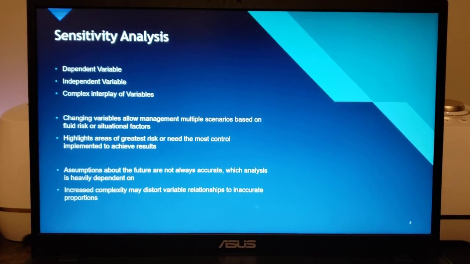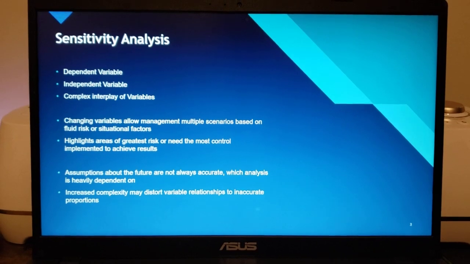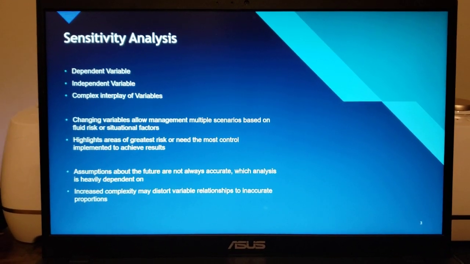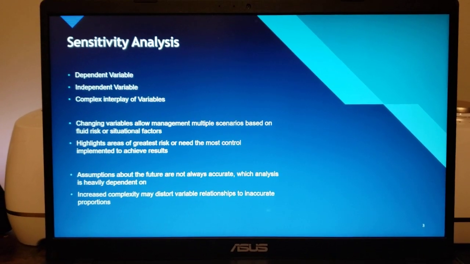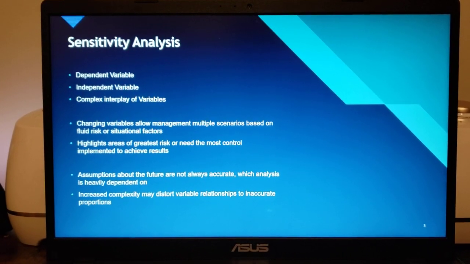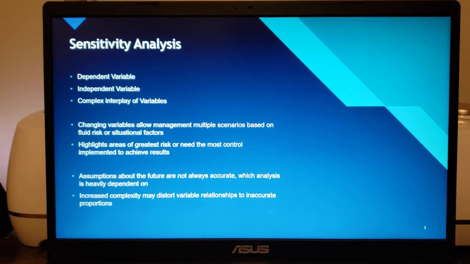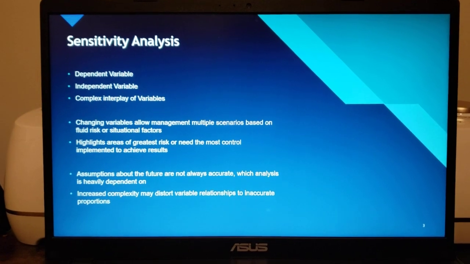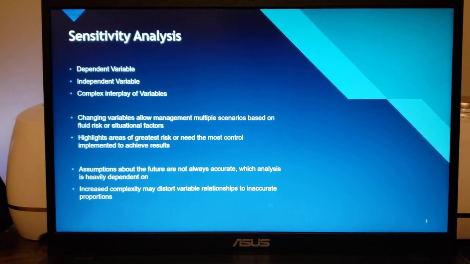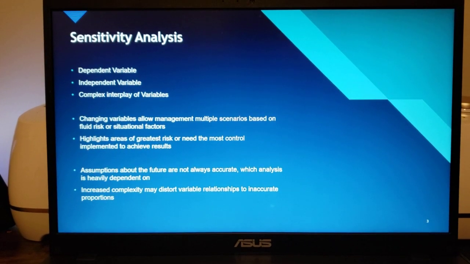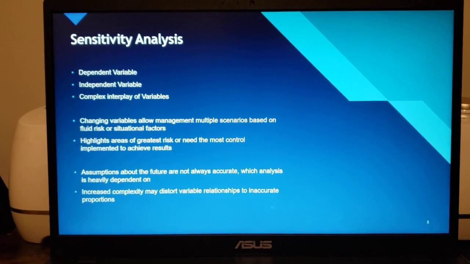Changing variables allows management multiple scenarios based on fluid risk and situational factors. So these are the pros of it, is that if something changes, then it's easy to change the scenario based off of the analysis. Another pro is highlighting areas of greatest risk to be or need the most control implemented to achieve results. So this identifies what needs to be focused on the most. One of the negatives is that its assumptions about the future are not always accurate, which analysis is heavily dependent on. So because they're making assumptions, that does not mean that it's going to be factual.